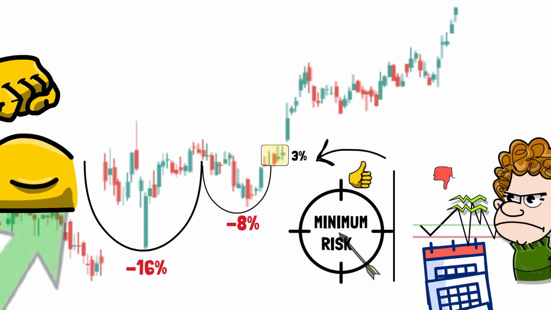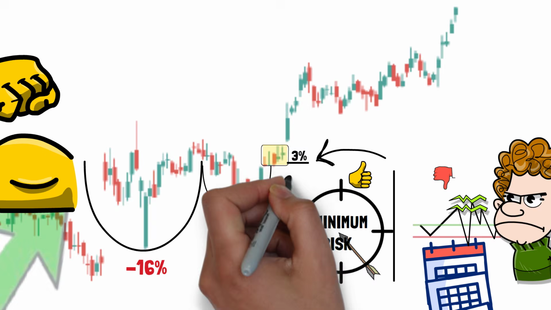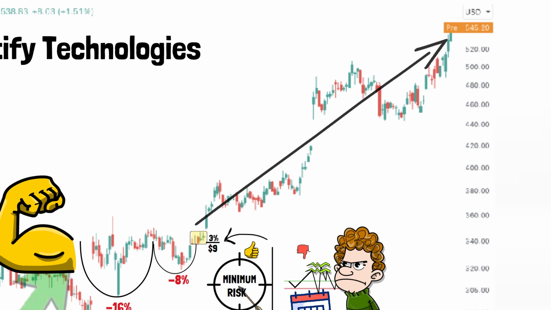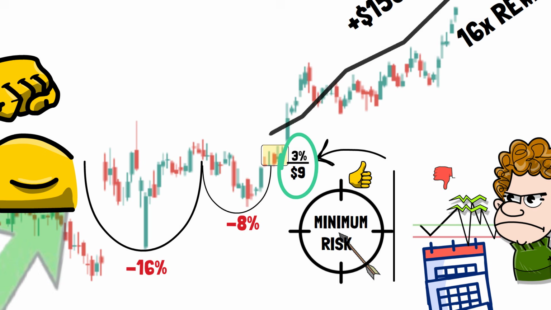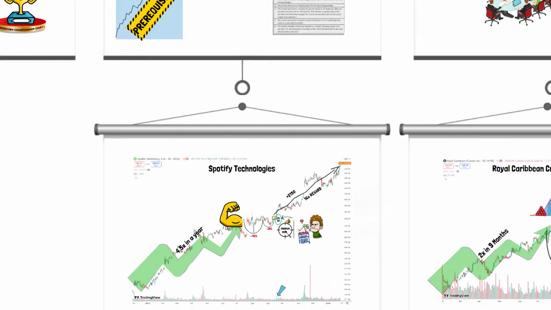In this instance, Spotify's risk was 3% or $9, and the stock ran $150 after the breakout. That's a whopping 16 times reward, delivered largely because the initial risk was very small. Such patterns are great patterns for the active swing trader.